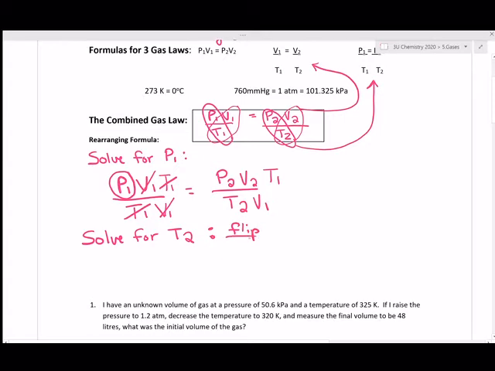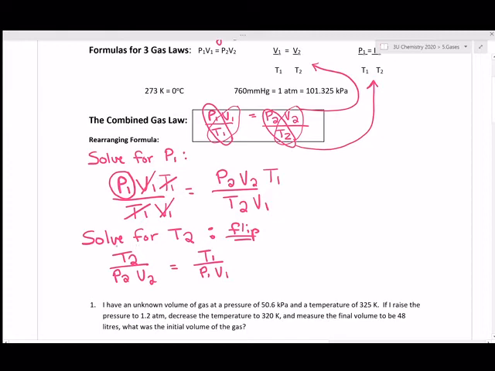Okay. So I'm going to put T2 on the left too, just so I can solve for it. And I'm going to put it on top because I'm making the whole equation upside down. Like that. So I've just rewritten what we have up here for the combined gas law backwards and upside down. Okay.